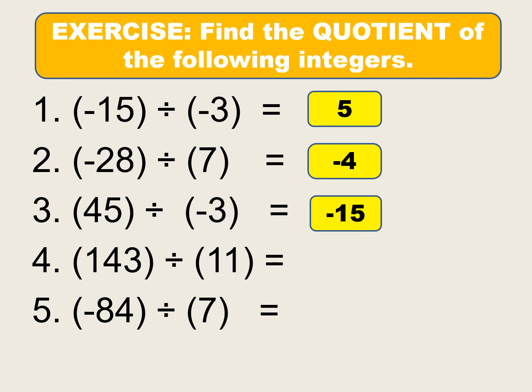Number 4, 143 divided by 11. The answer is 13. And last, negative 84 divided by 7. The answer is negative 12. Okay, did you get it? I hope you got it all.